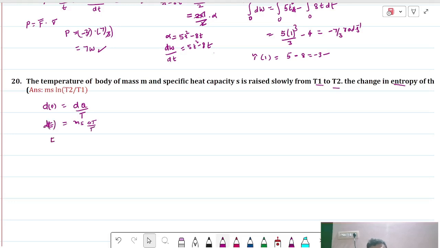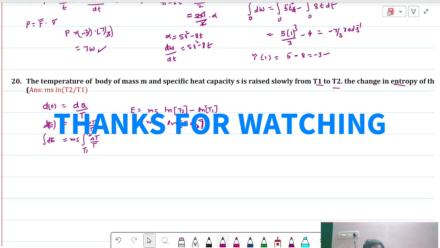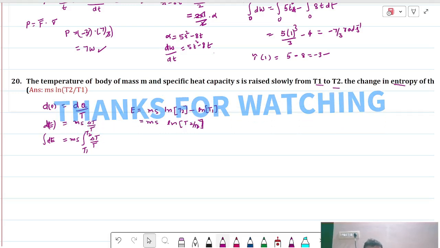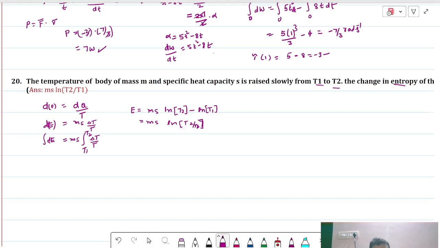So now integration: integral dS is equal to ms into integral dT by T from T1 to T2. These are direct formulas only. Therefore you get entropy S is equal to ms into integral of 1 by x dx, which is ln x. So upper limit ln T2 minus ln T1. Don't write T2 minus T1, it will be different. Therefore ms into ln, since log a minus log b is log a by b, so ln of T2 by T1. This was an options question, but to write it I have taken the answer directly. So this is the answer.